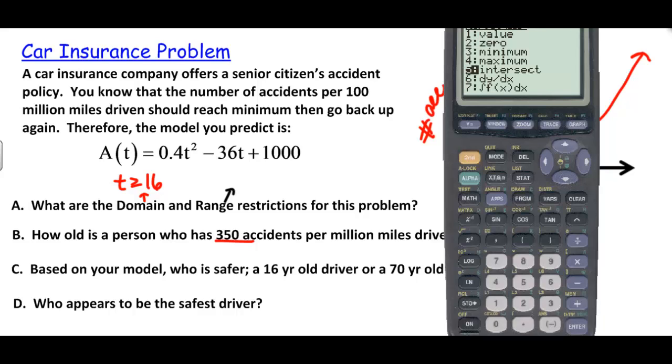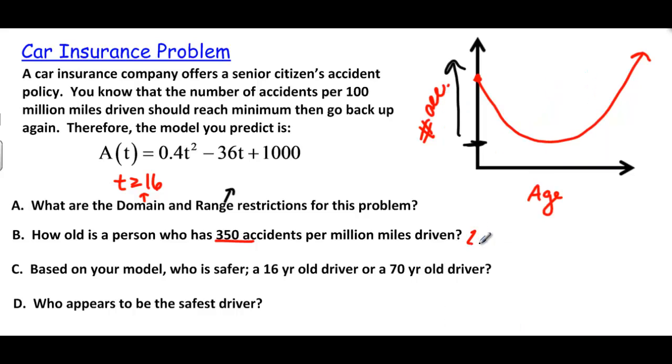So again, I'm going to go down to my intersect. Since there are 2 intersection points, I need to move my cursor closer to one of them. Hit enter 3 times. And it gives me an age of about 25 years old. And if I go to the other point to intersect, I'm going to scan all the way over here and hit enter 1, 2, 3. I'm going to get 65 years old. So 25 years old or 65 years old.